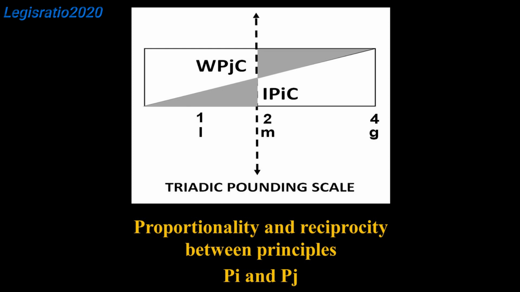Based on our interpretation, this figure represents the reciprocal interaction between the principles Pi and Pj by means of two shaded areas. Under this idea, a restriction on Pi by moving the cursor to the left reduces its lower area, and proportionality increases the upper area, WPj.